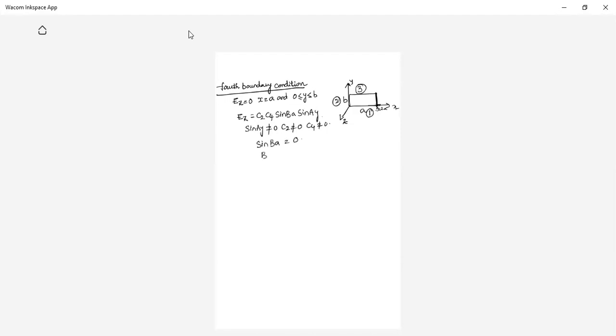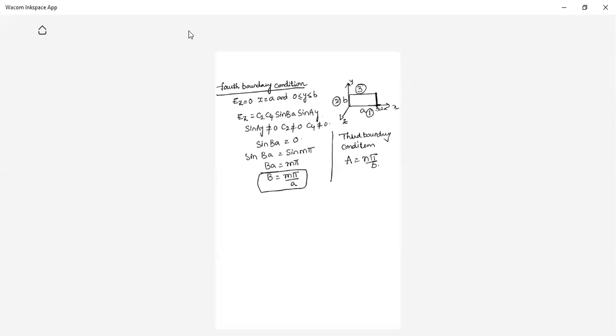So sin BA can be written as sin M pi. So BA is equal to what? M pi. So B can be written as M pi by A. So from the third boundary condition, what is capital A? We got N pi by B.